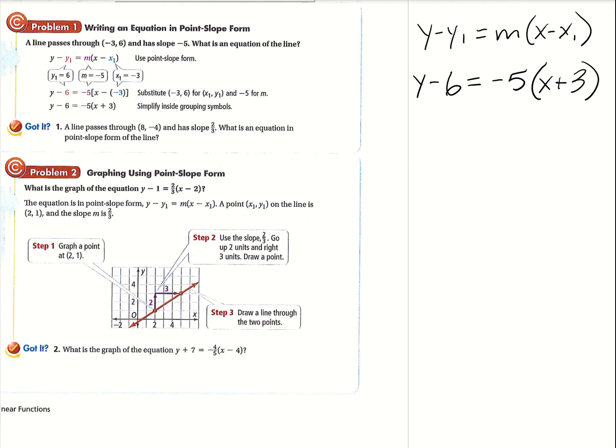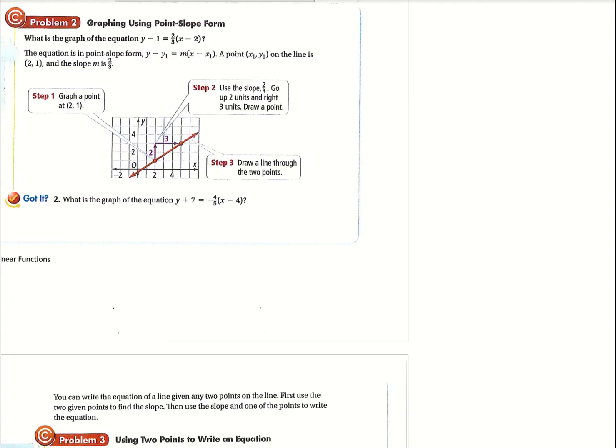Go ahead and give that a try on Got It problem 1. I don't think it'll be too difficult for you, but make sure that you've got this under control. Problem 2 is graphing using point slope form.